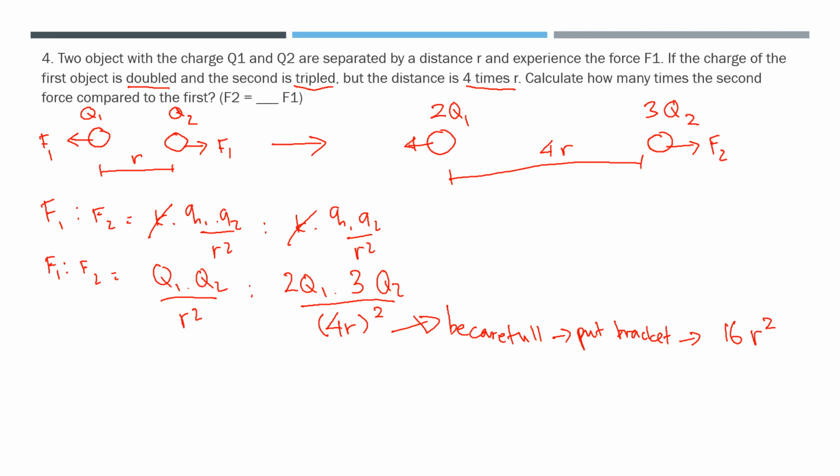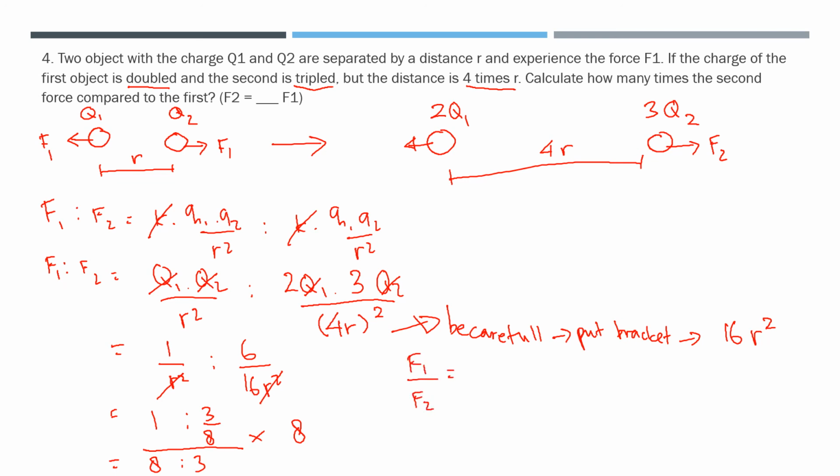Most of the students make mistakes here, so never do this anymore. Then you can cross the same ones. So what do we get? We get 1 per R squared, 2 times 3, 6 per 16R squared. You can cancel this one, or it becomes 1, 2. You can divide this by 2, right? So you divide by 2, so 3 over 8, right? Then you can eliminate the 8 by multiplying all by 8. Or you can write down F1 per F2 equals 8 over 3. Then it becomes more simple, right?